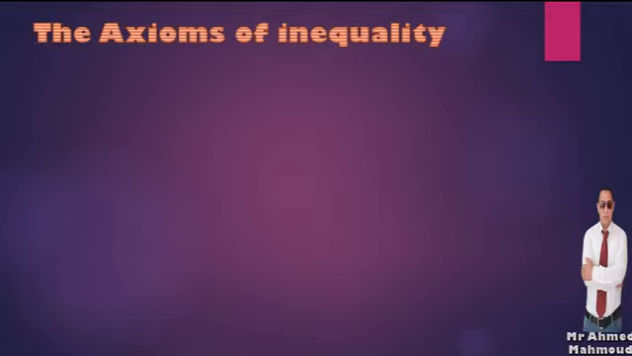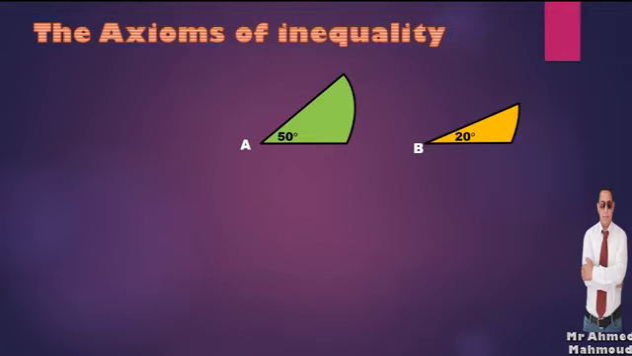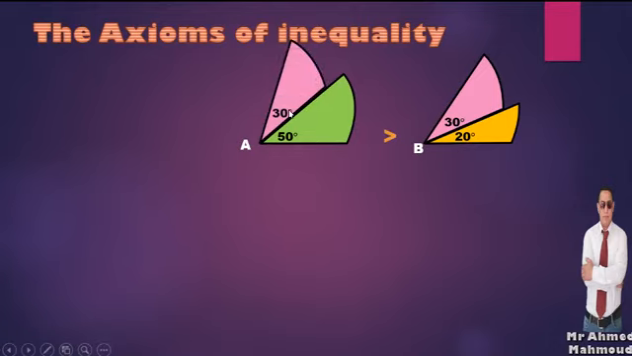Now let's study the axioms of the inequality, or the rules of the inequality. For example, if we have angle A of measure 50 and angle B of measure 20, it's clear that angle A is greater because 50 is greater than 20. Now what will happen if we add the same number to both sides? If we add 30 here and 30 here, the result here will be 80 and here 50. Of course, 80 is greater than 50, so it's still greater than.